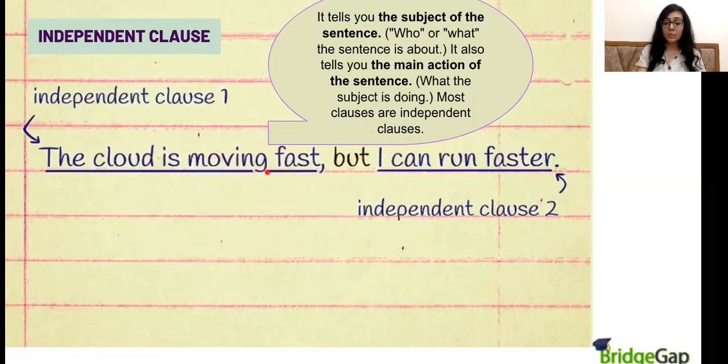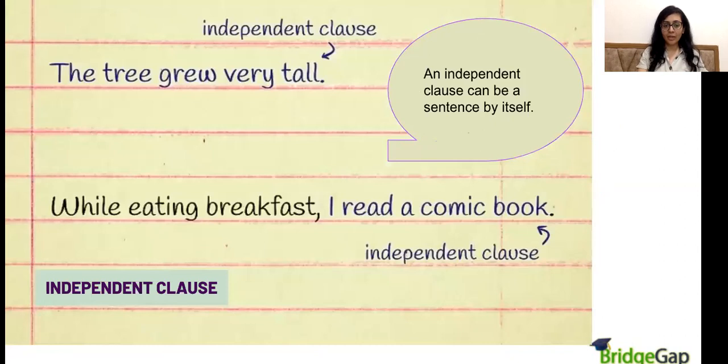So the cloud is moving fast, but I can run faster. It has a lot of sentences, lot of clauses as well. But if we see individually, we are making sense. We are getting the clarity. In many clauses as well, this part is independent. This is making coordinate. And this is again an independent clause, right? Moving ahead. Again, as you can see, an independent clause can be a sentence by itself. That's it. The tree grew very tall.